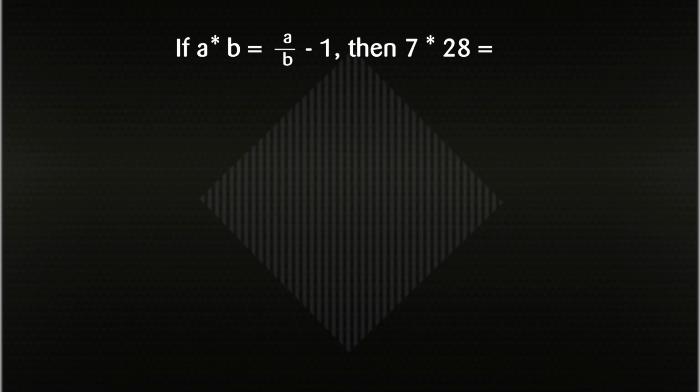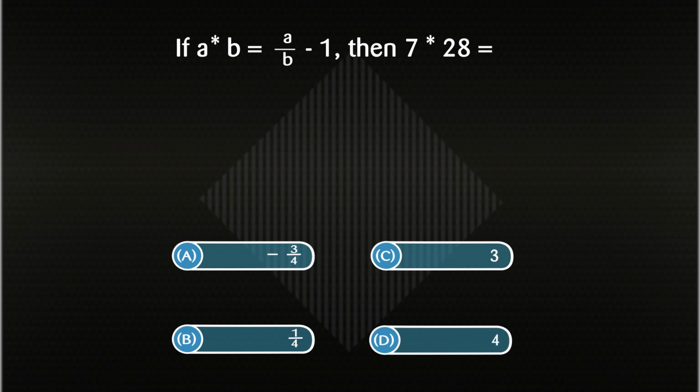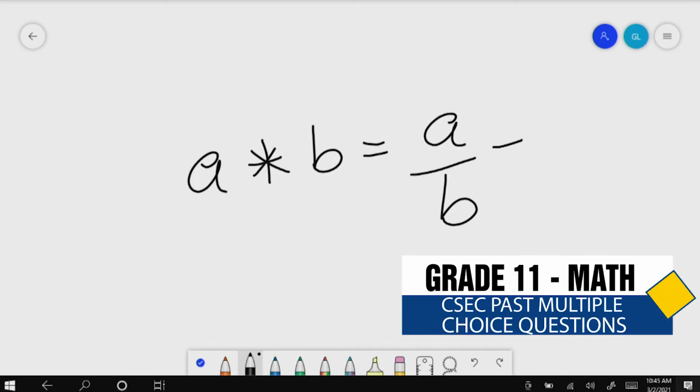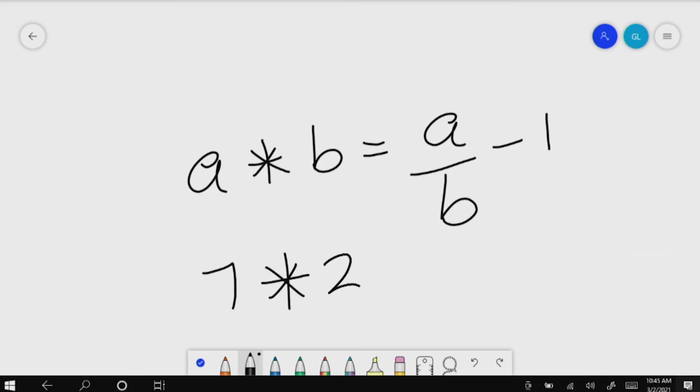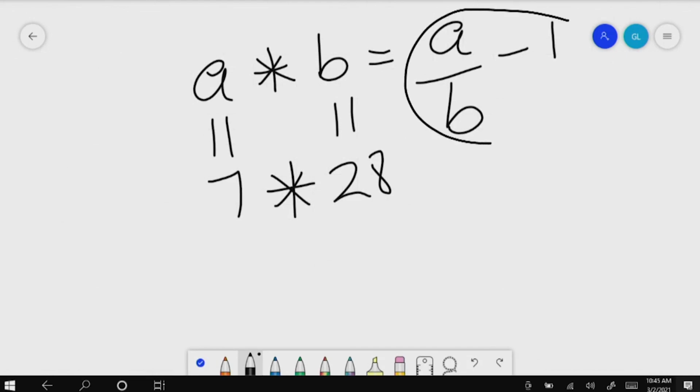Here we have a question based on binary operation, and it reads, if A operation B is equal to A upon B minus 1, then what would have been 7 operation 28? A operation B gives us A upon B minus 1. They're asking us what would have been 7 operation 28. Here's where we're substituting for A and B respectively the values of 7 and 28 in this equation here and simplifying.